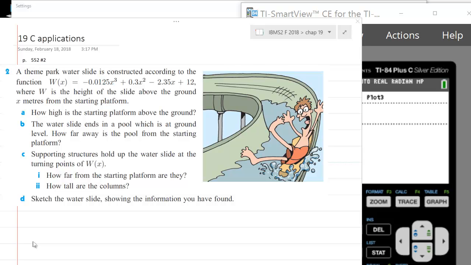So we've been doing a lot of work with unfamiliar functions and graphing the key features of the unfamiliar functions. We're now going to use those key features to answer questions, especially when the problem is put into the context of a story. So for example, we're still in chapter 19C. This is page 552, number 2.